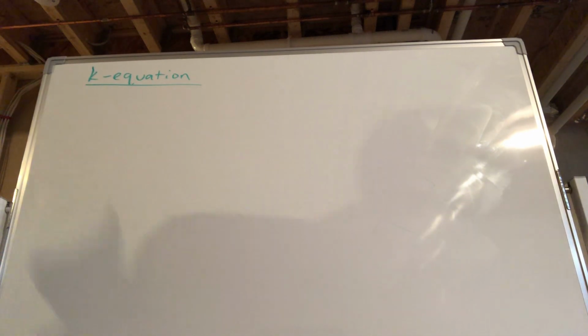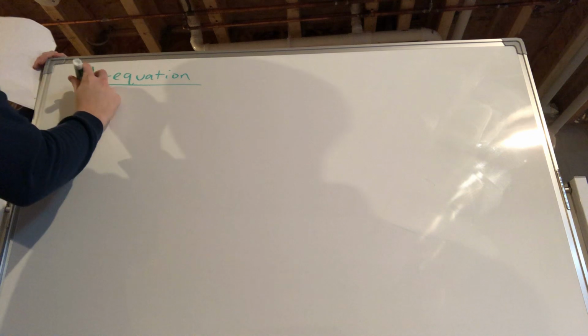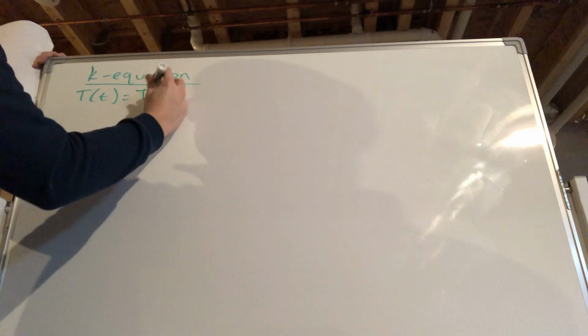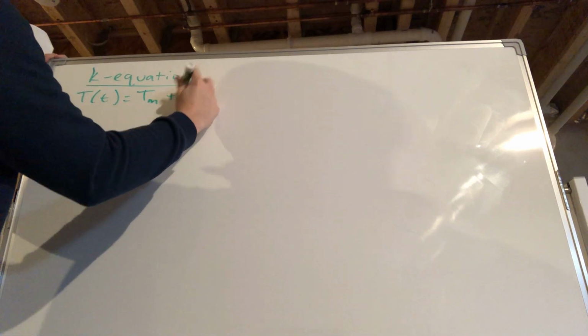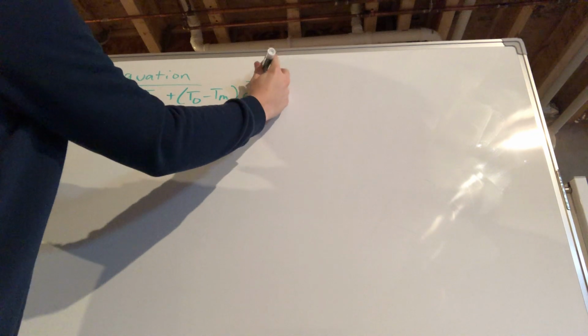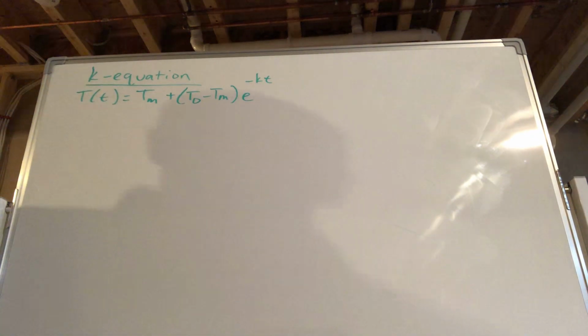Here you have it. So for the k equation, I need to use the same thing, Newton's law of cooling. T of t is going to equal the temperature of the medium plus the initial temperature minus the temperature of the medium, times e to the negative kt. All right, so that's the formula. And we just need to start filling some stuff in.